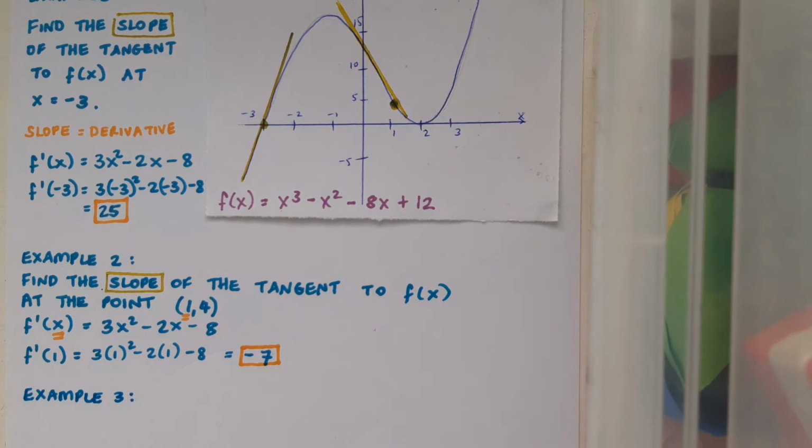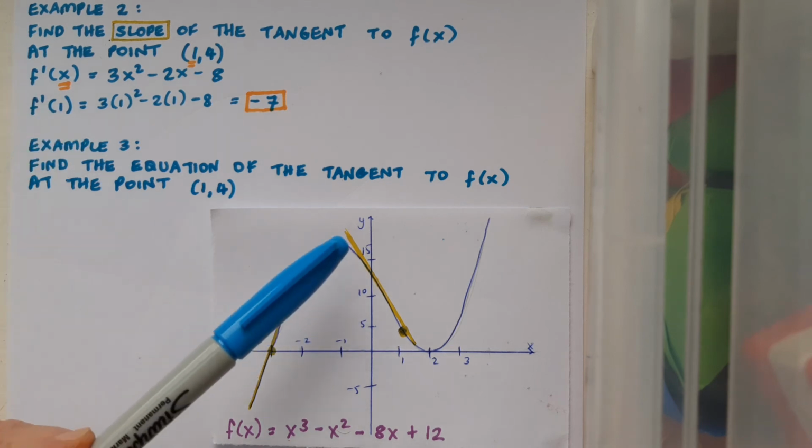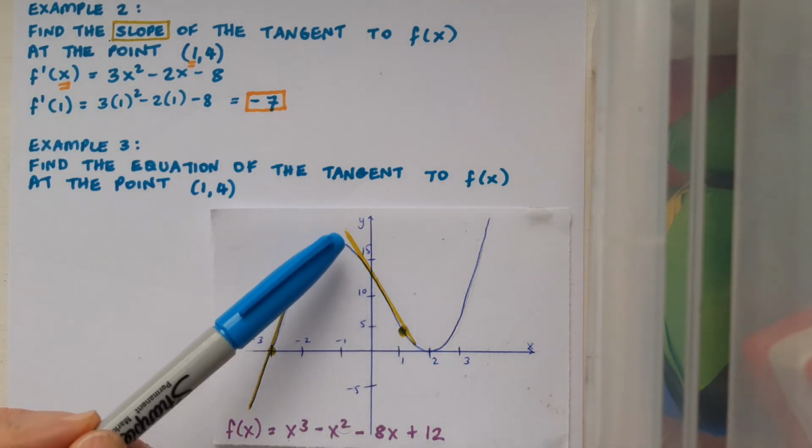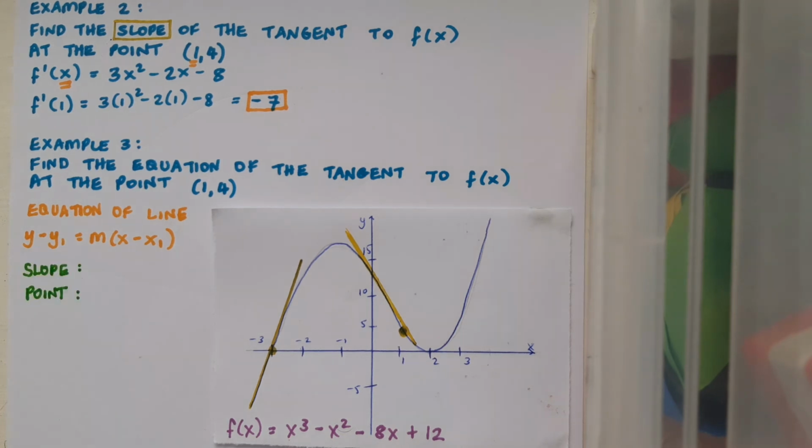Remember that a tangent is a line, and that's going to be relevant in this example, example 3. So in example 3, I'm trying to find the equation of the tangent to f of x at the point 1, 4. Now, the point 1, 4 was previously referred to in example 2. We already found the slope of the tangent at that point. Remember, the tangent here is actually a line. So if I want to find the equation of the tangent, what I'm really looking for is the equation of a line. To find the equation of the line, I need two ingredients. I need the slope and I need a point on the line.